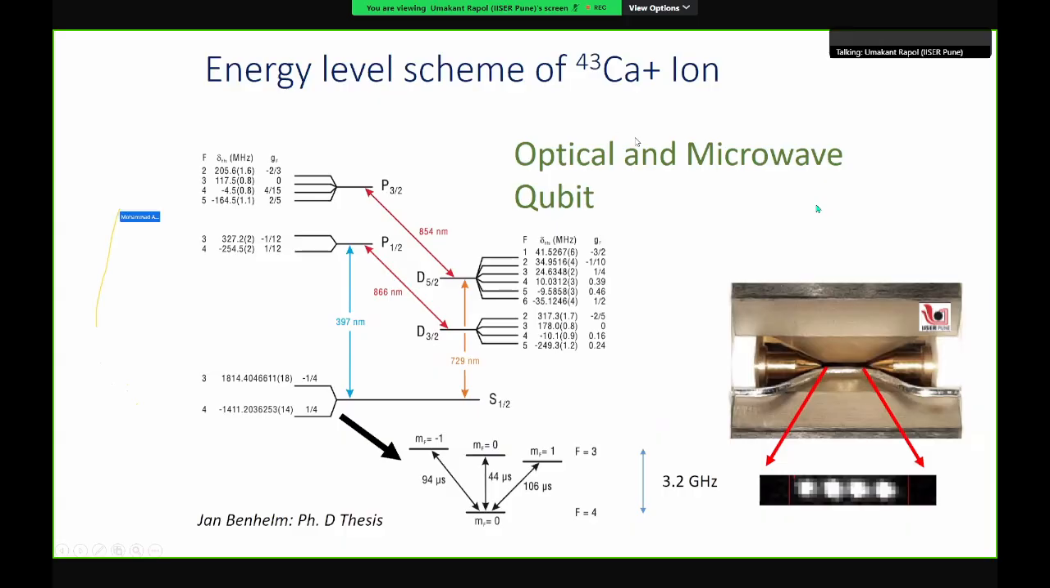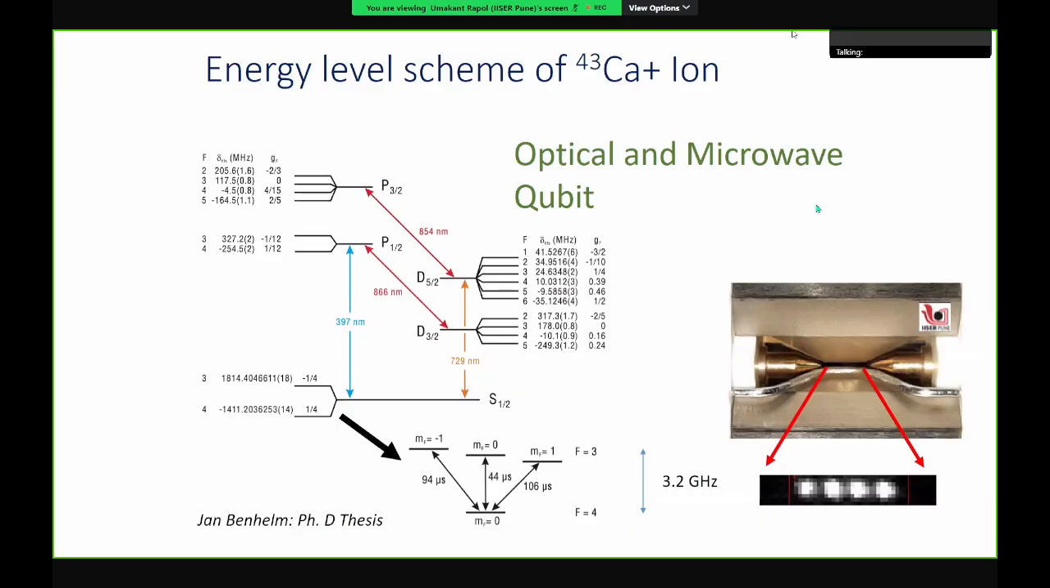There is another isotope of calcium. There is somebody else again doing this annotation on the screen. Could you please stop that? Please stop. Thanks.